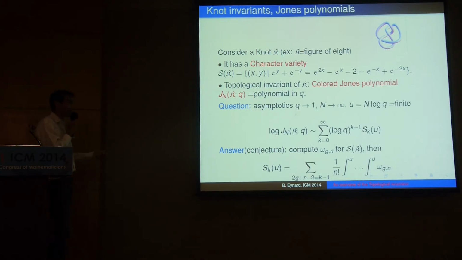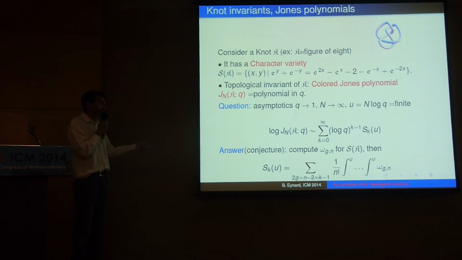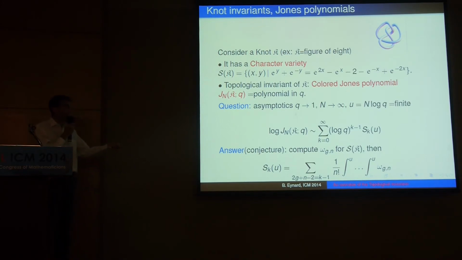And the conjecture is that the leading term, S0, is the so-called volume. It's the volume of the knot complement in S3. But even that is not proved for general knots. It's proved only for basically just a couple of knots. So proving that such an expansion exists for all knots and computing the S_k for all knots is still a very big challenge. But there is a conjecture for that.